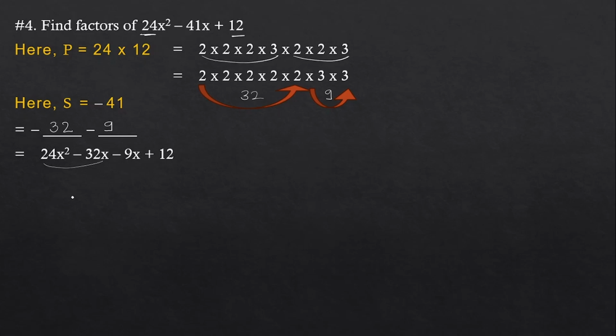The first pair of terms, as you can see, has 8x common. We are left with 3x minus 4. The second pair of terms has negative 3 common, and we are left with 3x minus 4. So the final factors become 3x minus 4 times 8x minus 3. This method does require a little bit of practice, but once mastered, it is easy to factorize any given quadratic polynomial. I hope you have understood.